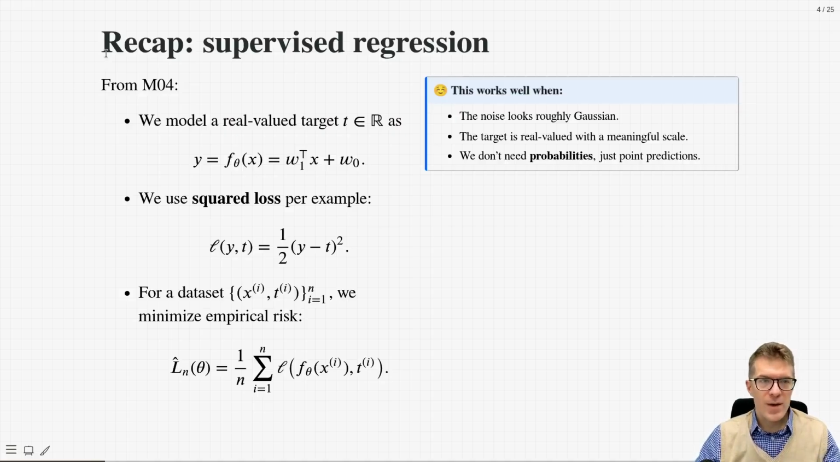So just to recap what we've seen previously in Module 4, we want to model an approximation to a real-valued target t in real space. So there's a real-valued number we want to estimate. It could be hours spent doing something. It could be somebody's steps per day, some real-valued quantity.